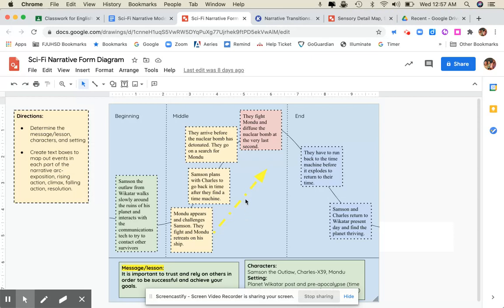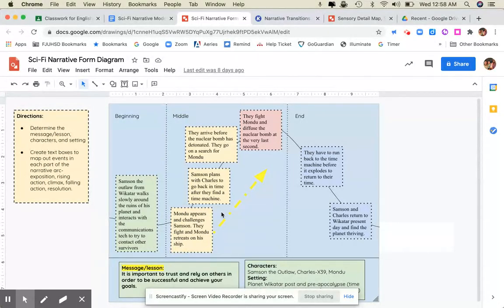Anyway, I have my narrative all planned out. The first thing I'm going to do is look at my worksheet for narrative transitions. So I read my first event: Mandu appears and challenges Samson. They fight and Mandu retreats on his ship.